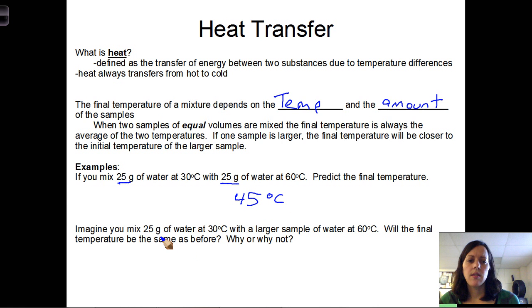If we're mixing water of 30 degrees Celsius, it's still 25 grams, and we mix it with a larger sample of water that's 60 degrees, the final temperature is not going to be 45 because we had a larger mass here, and that's going to have more energy to transfer to the smaller sample in this case, because the larger sample was at a higher temperature. So no, and it's due to the amounts being different.